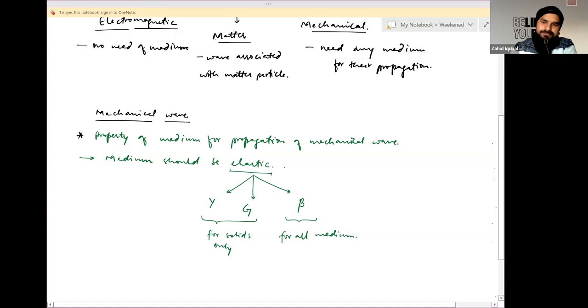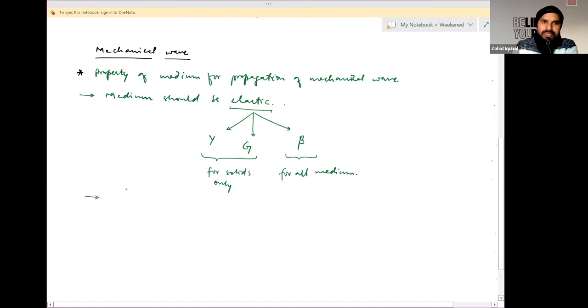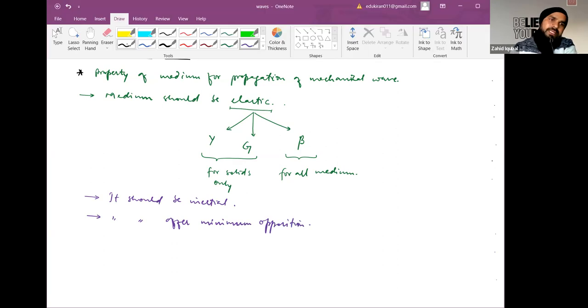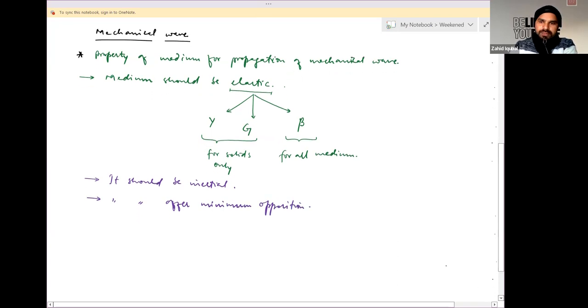Any doubt? No, sir. Next property for propagation of mechanical wave through it: the medium should be inertial, to hold energy in it. And next, it should offer minimum opposition or friction, so there will be very little loss in energy on propagating through it. So these are three main properties related to propagation of mechanical wave through a medium. Just write it down.